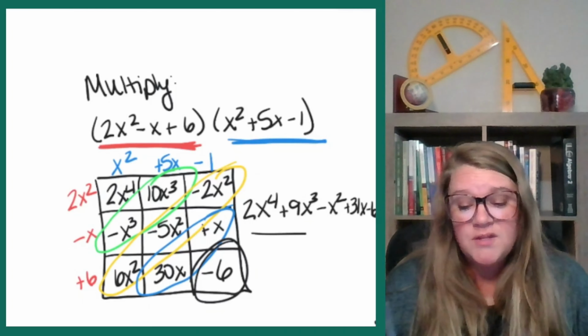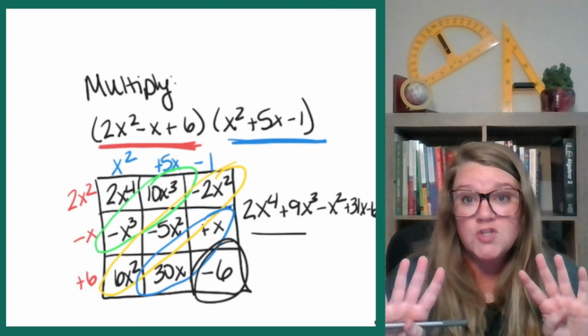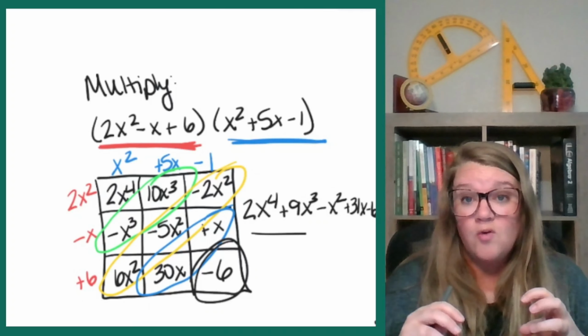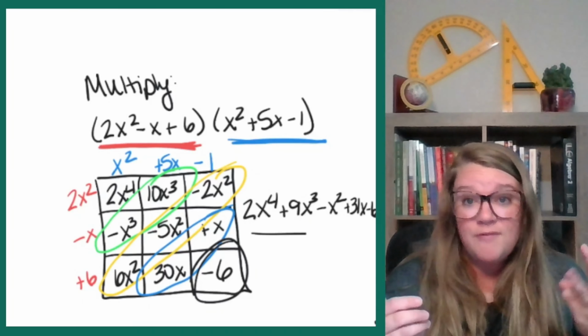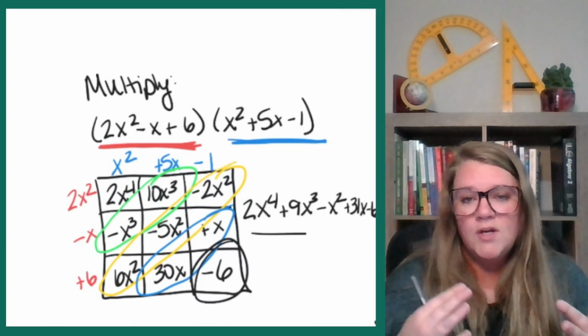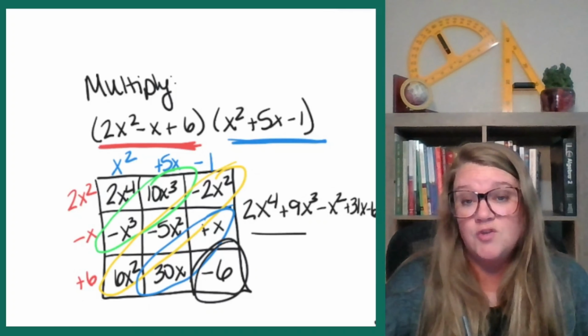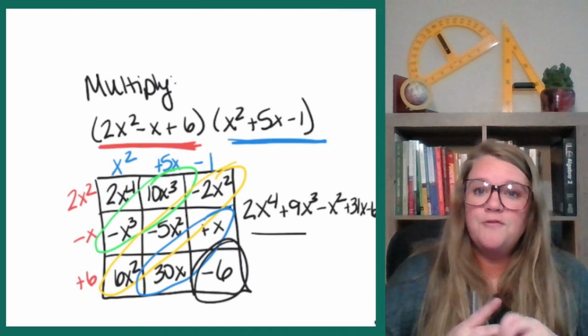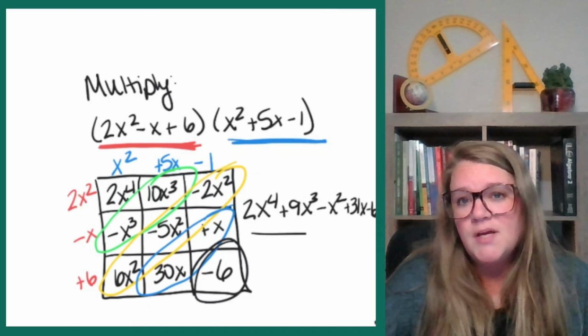Now, if I was to make this 4 terms by 4 terms, I would do exactly the same thing. I would have a 4 by 4 square or box. If I was to have 3 terms by 4 terms, I would have a 3 by 4 box. No matter what, you're just going to find how many terms you have in your polynomials, and that's what your box will be.